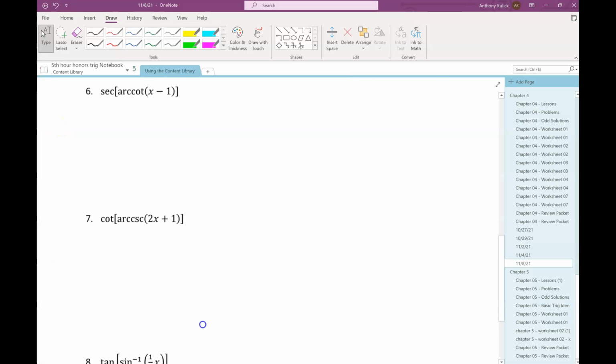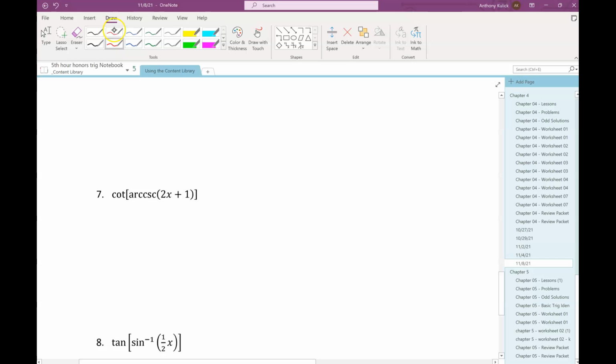You said number 7? Yeah. All right. So we always start from the inside out. So arc sine of 2x plus 1 means I'm going to imagine I have a right triangle. I'm going to designate an angle theta. And then opposite that angle theta has to be my side 2x plus 1 over the hypotenuse, which is 1.